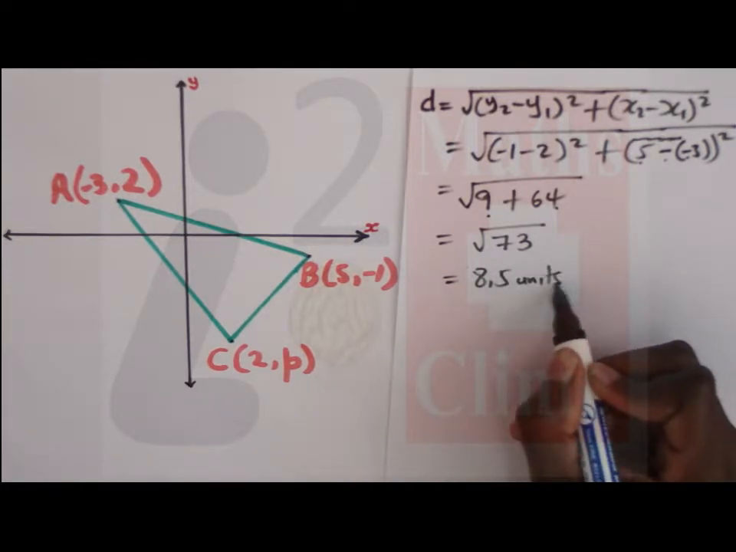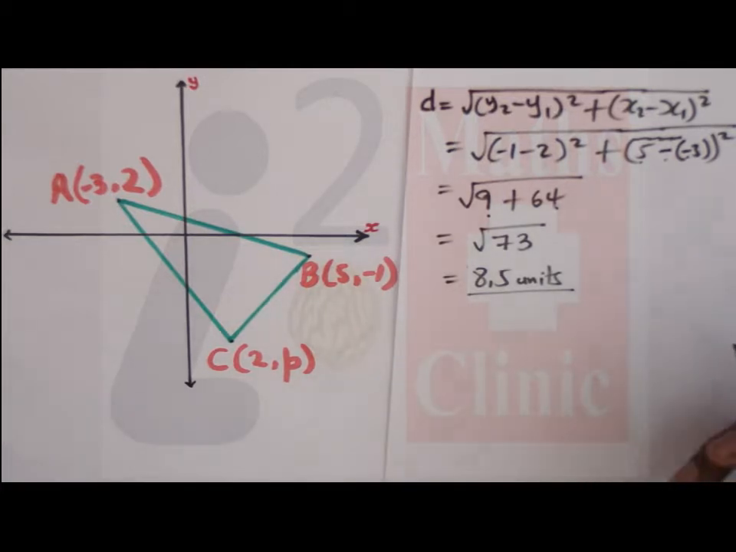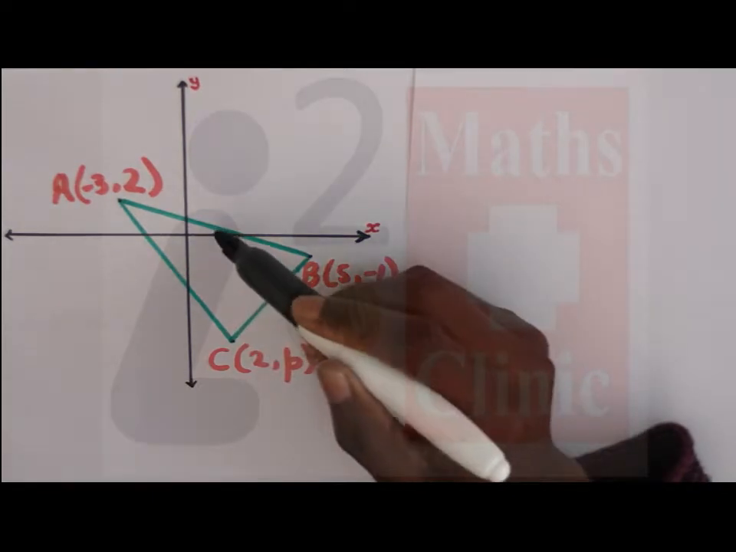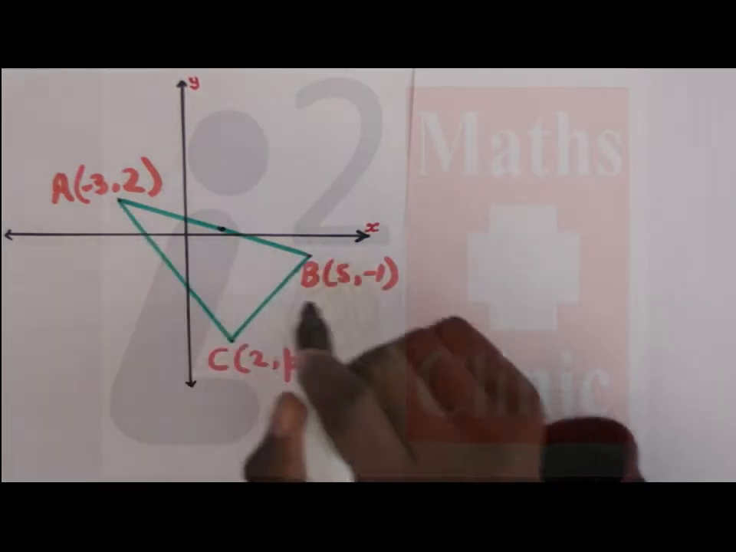Then you write the units. If we were told the distances are in centimeters or meters, whatever, we would say meters, but since we were not told here, we say units. Okay, now my second question. In this second question we are asked to calculate the coordinates of M, the midpoint of the line segment AB.